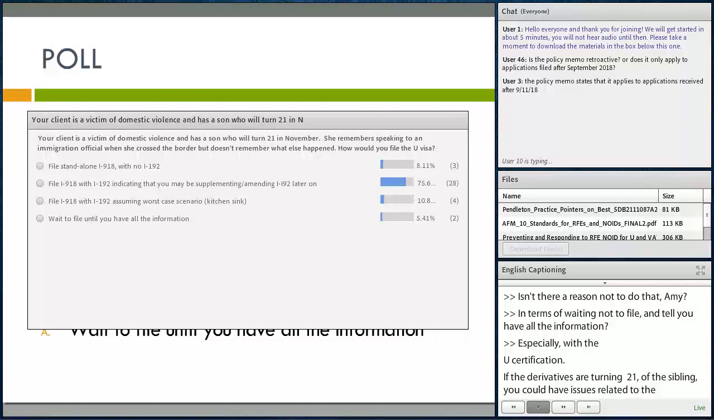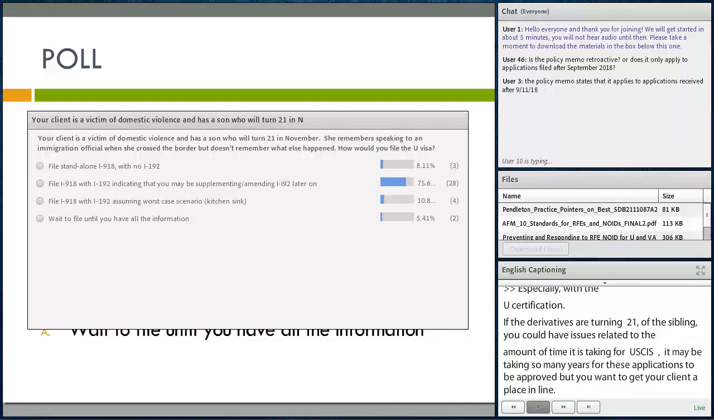Okay. And so, yeah. Just before we move on, I wanted to mention the kitchen sink option here.